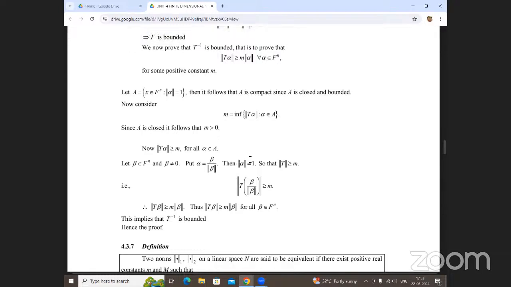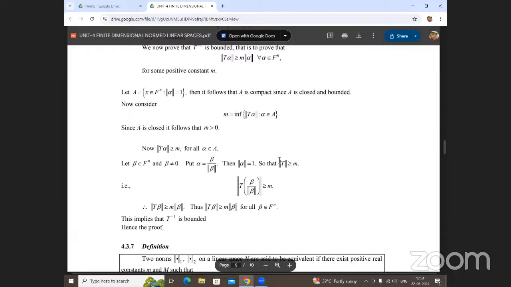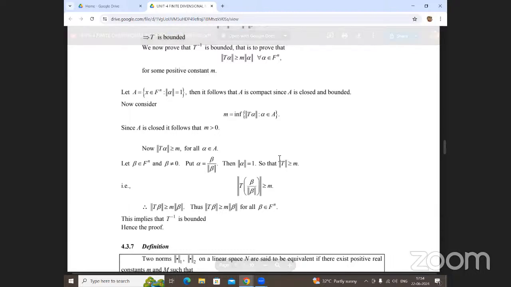Given the sphere field of the element, n-tuples of the field element, their norm is 1. So norm T is greater than or equal to small m. Replacing alpha by beta by norm beta, simply norm T means norm T alpha, replacing alpha by beta by norm beta.